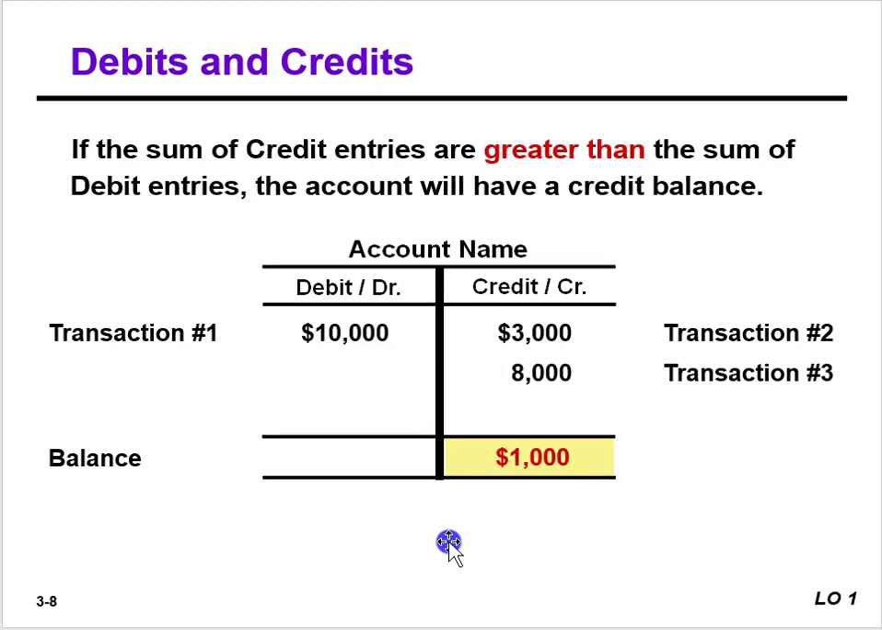And so if the sum of credit entries is greater than the sum of debit entries, the account will have a credit balance. So exactly the same situation. There happen to be more credits in this account, so it ends up having a credit balance. So the credits total $11,000 and $10,000 is your debit balance. And so you end up having a $1,000 credit balance overall.